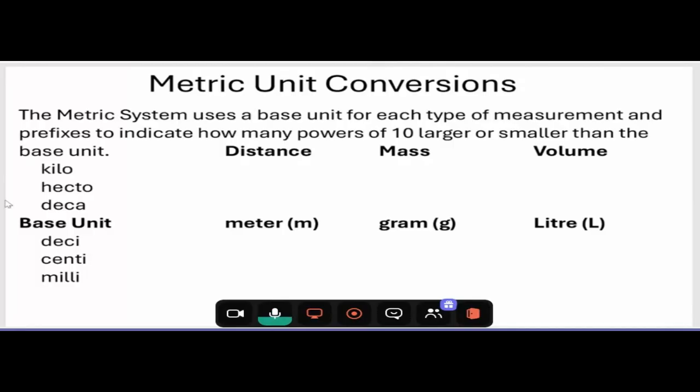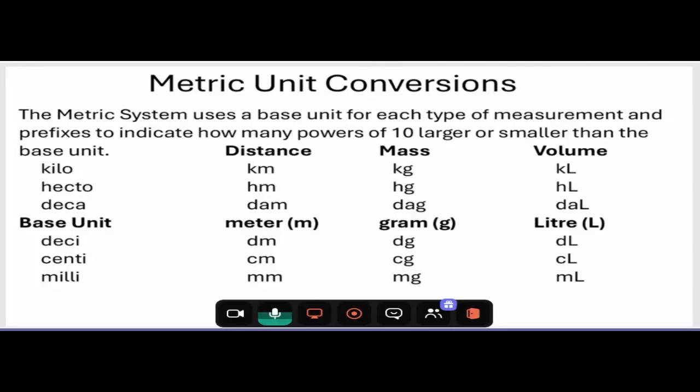Then we put together the prefix with the base unit. So meter is the base unit. You have 10 meters, you have a decameter. 10 of those is a hectometer. 10 of those is a kilometer, but we say kilometer, don't we? And meanwhile, going down, a tenth of a meter is a decimeter. A tenth of that is a centimeter, and a tenth of a centimeter, as you all know if you look at a ruler, is a millimeter. And then we do the same thing with grams and the same thing with liters, like so.